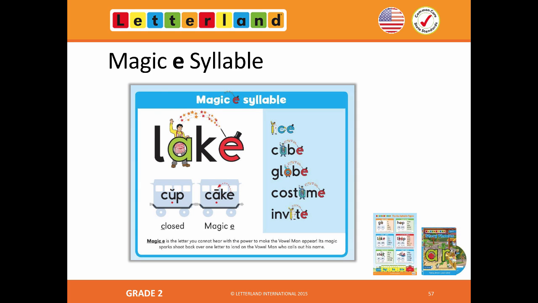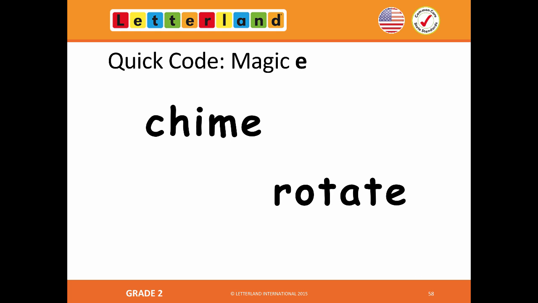Sparks shoot out over one letter to make the vowel man appear. This story, learned by children in previous years, is used to identify the magic E syllable type. If we look at a word like chime and quick code it, we can see how the process works. Dot the vowels I, E, box the digraph CH, add the backslash through the silent E, then add the magic sparks, and the vowel man's line. Chime is a magic E syllable.